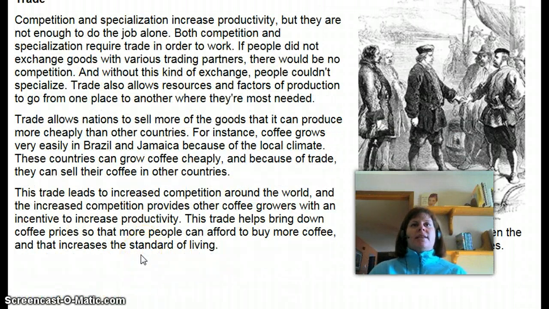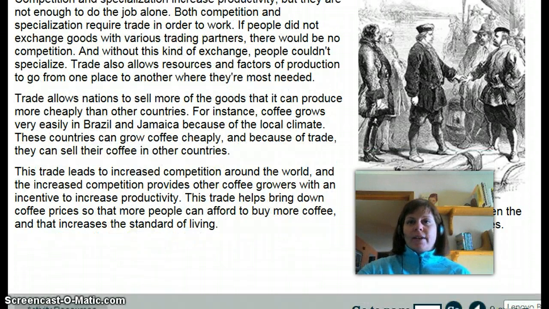Trade allows nations to sell more of the goods than it can produce more cheaply than other countries. For instance, coffee grows very easily in Brazil and Jamaica because of the local climate. These countries can grow coffee cheaply, and because of trade, they can sell their coffee in other countries. This trade leads to increased competition around the world, and the increased competition provides other coffee growers with an incentive to increase productivity. This trade helps bring down coffee prices so that more people can afford to buy more coffee, and that increases the standard of living.